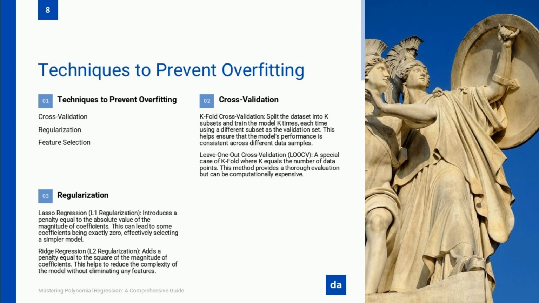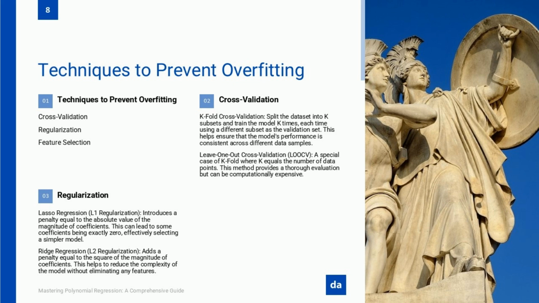Feature selection plays an important role in controlling model complexity. When polynomial regression includes too many higher degree terms, the model may become overly sensitive to minor fluctuations in the data. By carefully selecting relevant features and removing unnecessary ones, it is possible to create a more efficient model that captures the essential patterns without overfitting. Feature selection can be done manually based on domain knowledge or through automated techniques that assess the importance of each feature and eliminate redundant ones.